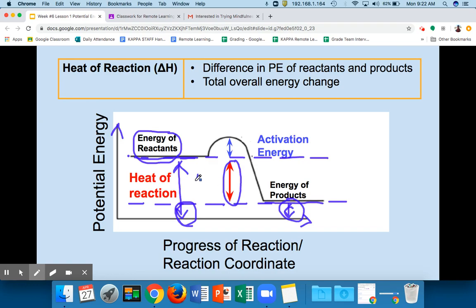And it's represented by delta H. Do you guys remember what delta means? Delta means change. And H is the symbol for enthalpy in this case. Okay, so annotate this in your notes. Pause the video if you need to.